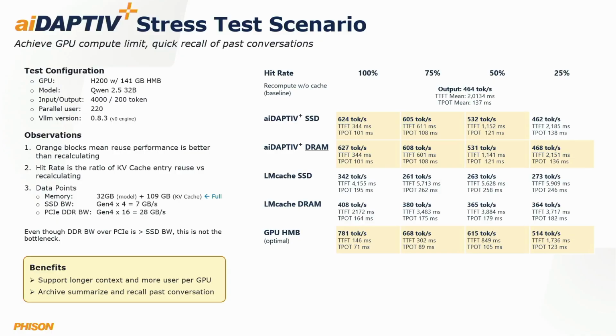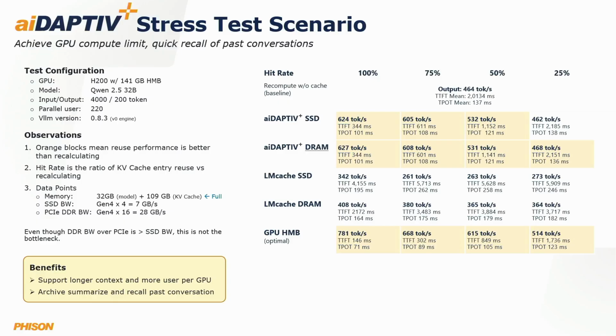If you start by looking at the bottom row where it says GPU HBM, in the H200 configuration, it can generate 781 tokens per second. That's the best performance possible. And if you look at the top row where KV cache is turned off, it generates 464 tokens per second. And so that gives you the range.